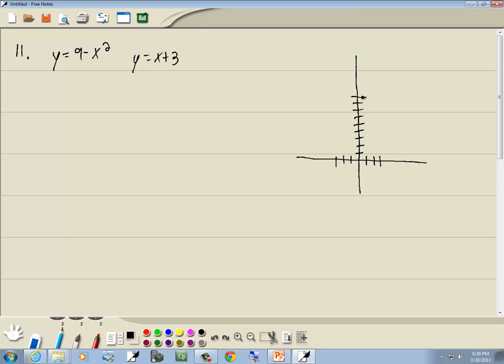So y is equal to 9 minus x squared. Looks like that. Probably should have done that in a different color, but oh well. Y is equal to x plus 3. Looks like this. And this one is y is equal to 9 minus x squared. And what we're trying to find is this right here. It's bounded by that.